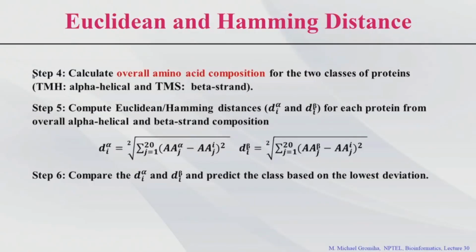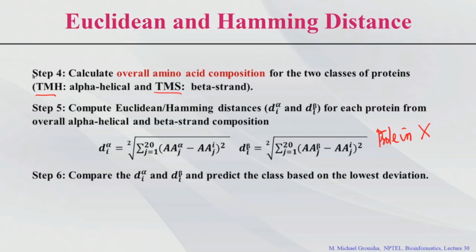Take for example 500 proteins or 1000 proteins. Take all the proteins and get the overall composition for the helical proteins as well as for the TMS proteins. Once you have this composition, take a new protein X, and then you can calculate the deviation. You can use either the Euclidean distance or the Hamming distance.